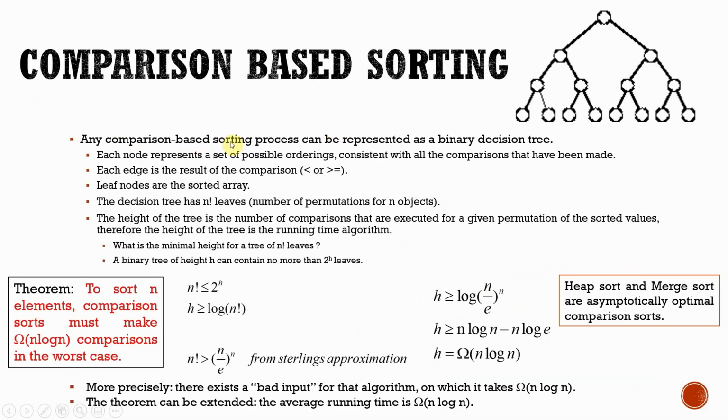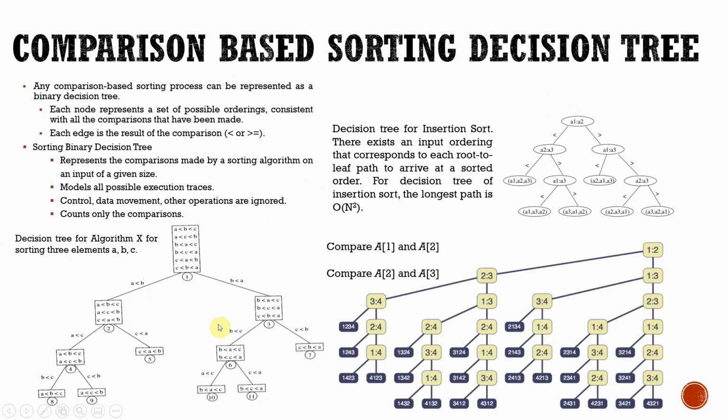Any comparison based sorting process can be represented as a binary decision tree, as we saw earlier. Each node represents a set of possible orderings consistent with all the comparisons that have been made previously, and each edge is the result of the comparison. In this binary decision tree, the leaves are the sorted arrays, the different versions of sorted arrays that we can have. You can see that these are different scenarios for the sorted array. The same thing for this one, and this one.